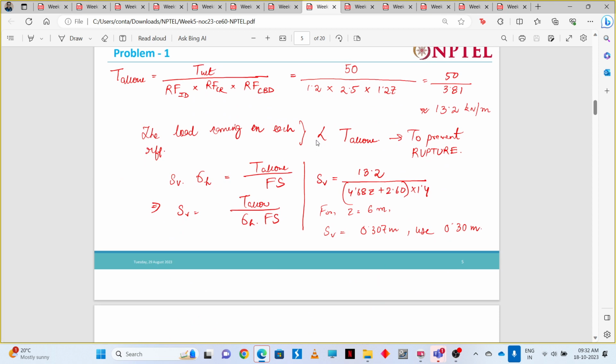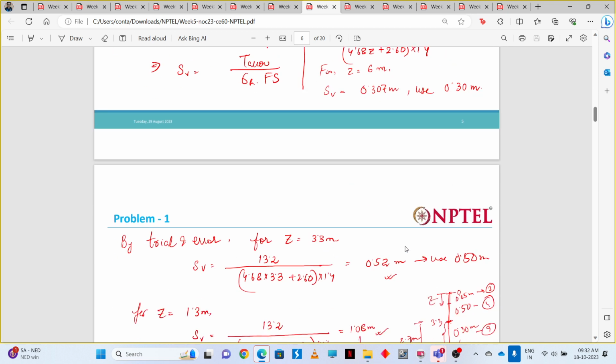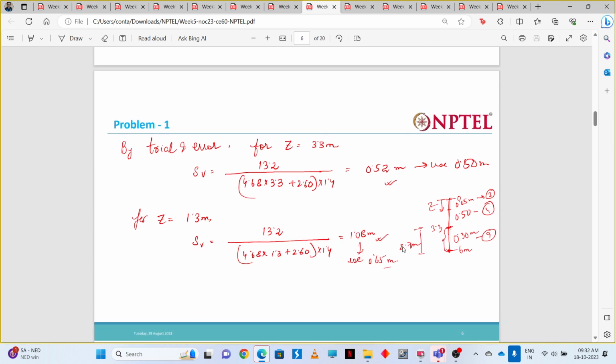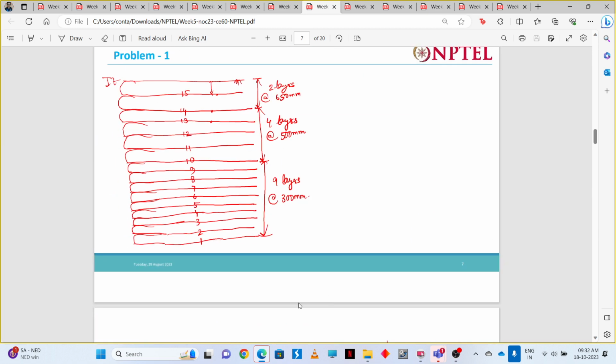Right, the load coming on each reinforcement should be less than the allowable tensile strength of the geosynthetic. From there we decided the spacing of the geosynthetic. Then by trial and error we decided a proper spacing. So then we decided that we place the geosynthetic like this in layers.